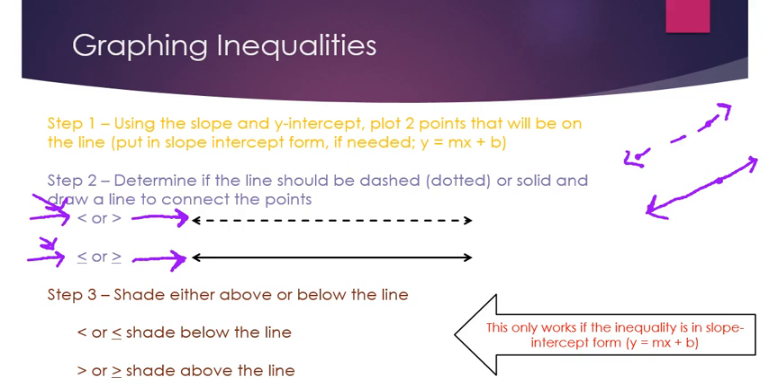When your inequality is in slope-intercept form, you can follow these rules. Okay? If it is y is less than or equal to, you will shade below the line. Okay? That's if it's y is less than. If it's y is greater than or equal to, you'll shade above. Okay? Again, this only works if it is in slope-intercept form.